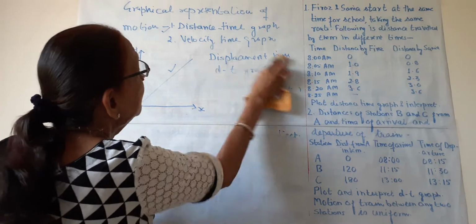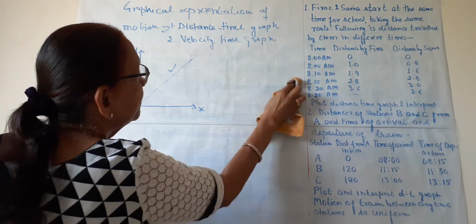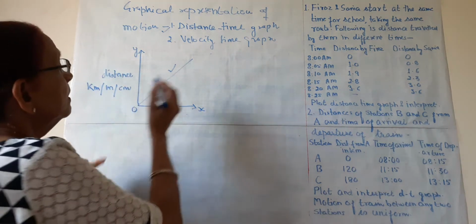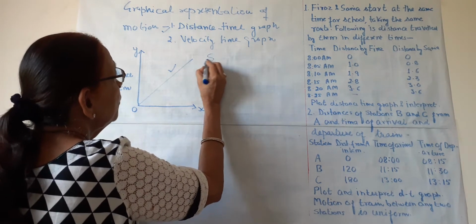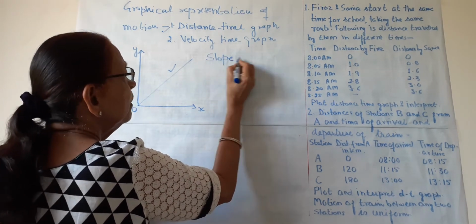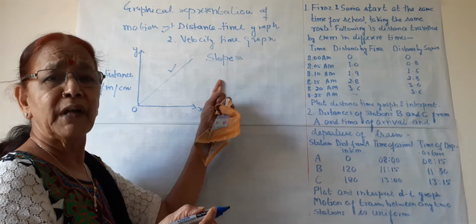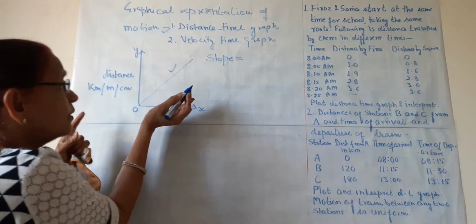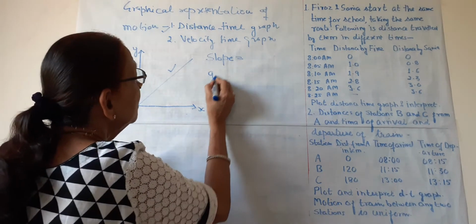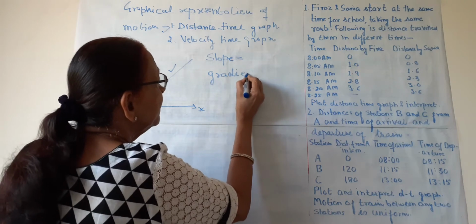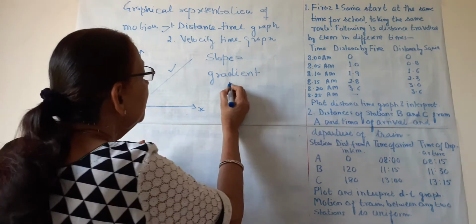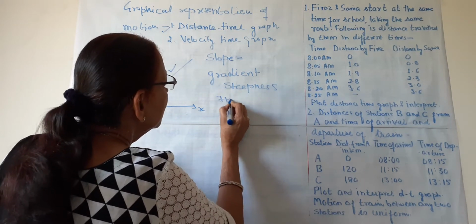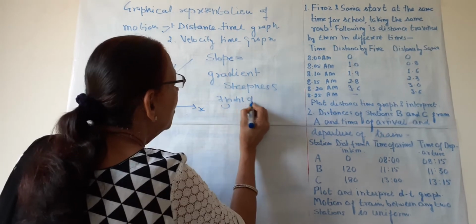You must be knowing the formula for slope of graph. Do you know what is slope of graph? If this is the graph line, then its slope can also be known as gradient, or in layman terms it is steepness, or in Hindi we can say this as झुकाव.